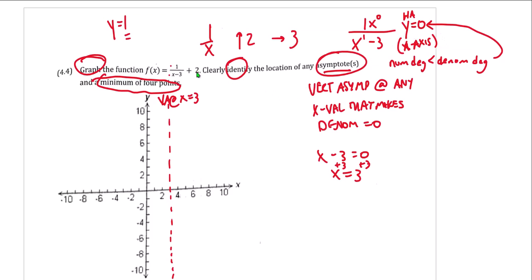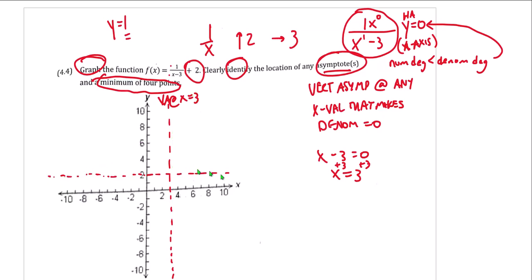However, this function is not just 1 over x minus 3. This function is 1 over x minus 3 plus 2. So all of the parts of this function would get shifted up by 2. So if our original horizontal asymptote were at y equals 0, the horizontal asymptote here is going to be at y equals 2 because of that vertical shift.